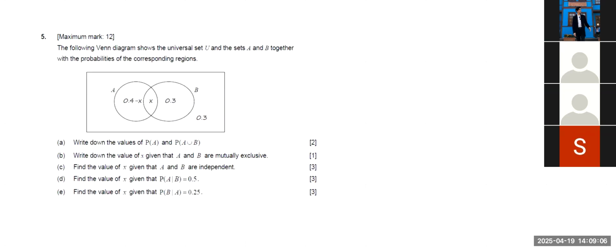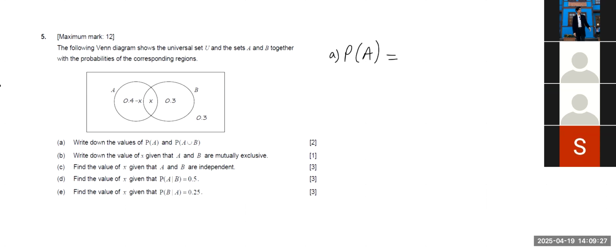Let's see. We have a Venn diagram given, and there are two sets, and the probability of each of those sets is given. First thing is, we want to find the probability of A. So what does that mean? That essentially means what's the total probability of the circle A.